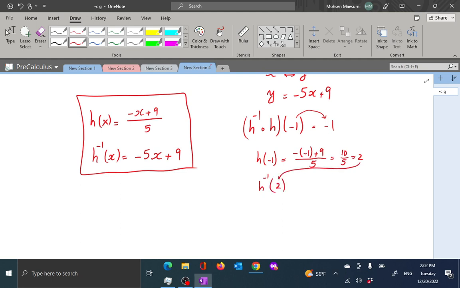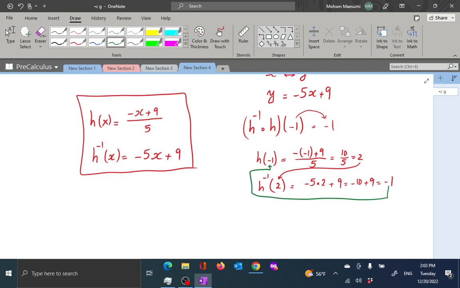So where did 2 come from? 2 came from the output of the first function. Well, what does h inverse do? It's minus 5 times 2 plus 9. Well, that's minus 10 plus 9. That is minus 1. And what we were saying at the beginning, after all this work, all that we recover is what we started with.